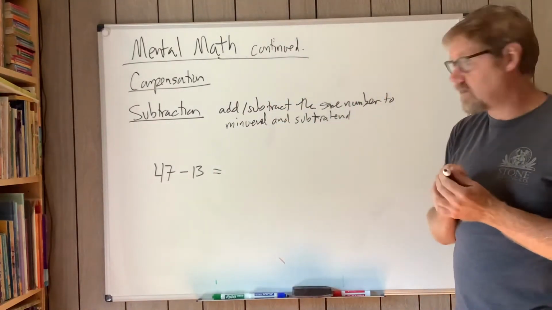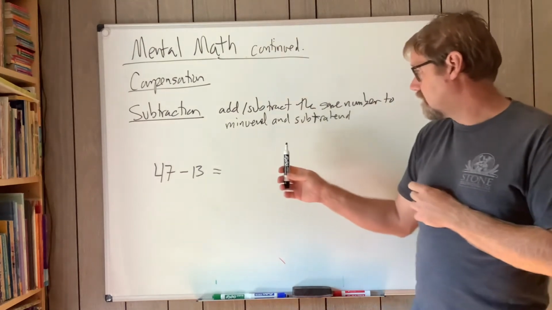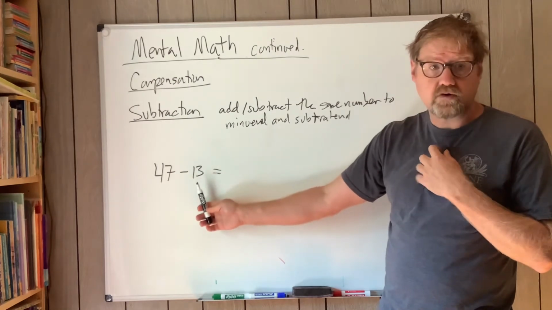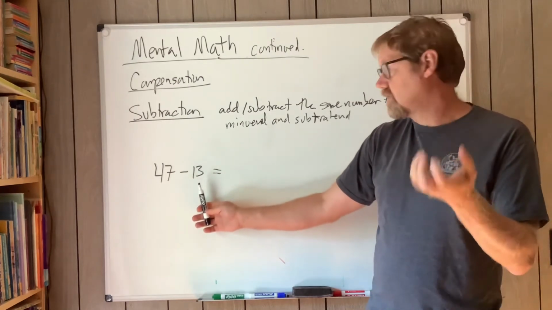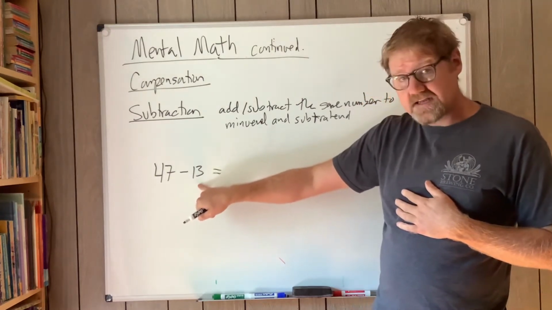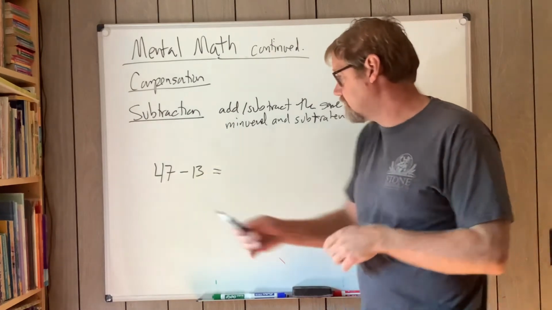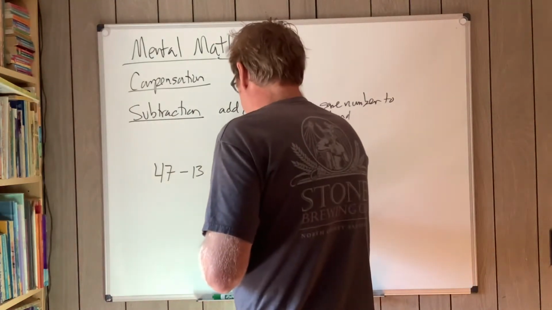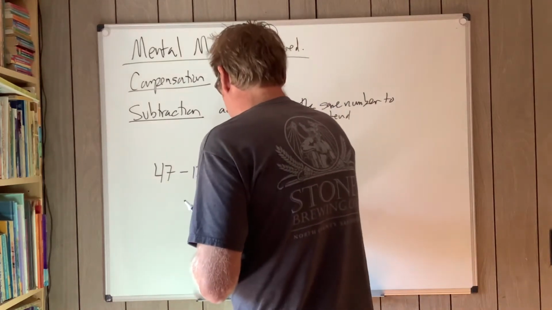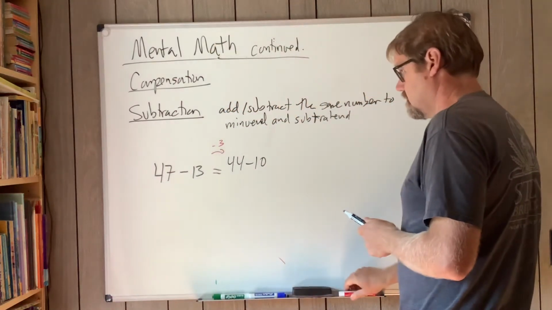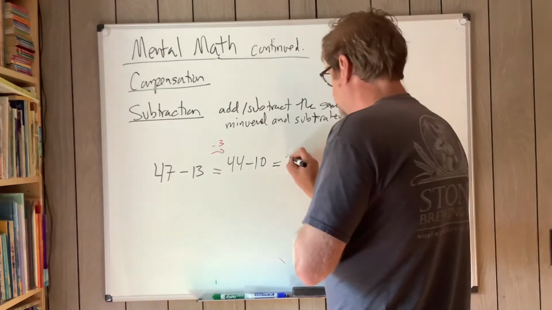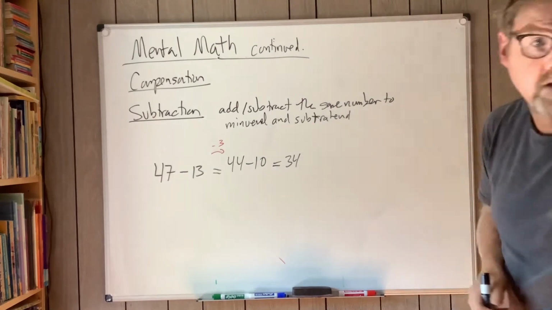The thing you've got to remember with this is, again, the minuend and subtrahend. What you really want to do is make the subtrahend, the smaller one, usually a multiple of 10 or 100 or something easy to subtract. So the easy thing to do would be to make that 10, so I'm going to subtract 3 from this. That would be 44 minus 10. And if you want to, you can put a little arrow up here which says minus 3. That maybe will help you remember what you just did. And I get 34.